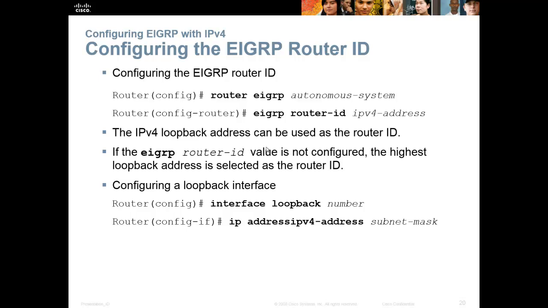If the EIGRP router ID is not configured, the highest loopback is used. Loopbacks are nice because they don't go down, because they're virtual. They're not connected to anything, so you don't have to worry about the other end unplugging and taking your interface down. So interface loopback 5, enter, and then ip address 1.1.1.1, enter, and the subnet mask. However you want to do it. Now don't forget, the router ID is not as important in EIGRP as it is in OSPF.